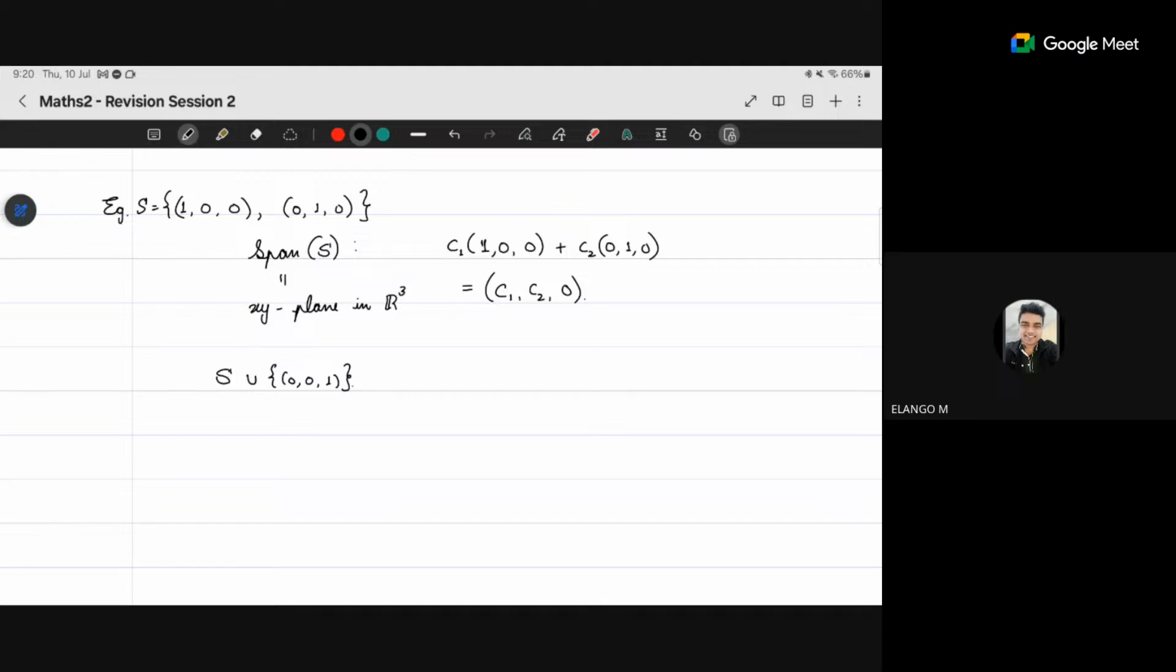Yeah. So S union (0,0,1), is it a spanning set for the XY plane? This was the question. And we'll follow the convention that it is not. Okay, but actually, generally thinking, it's already spanning the XY plane. Adding an independent vector, it spans the entire R3.